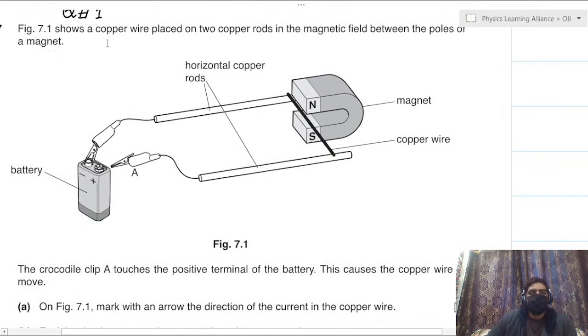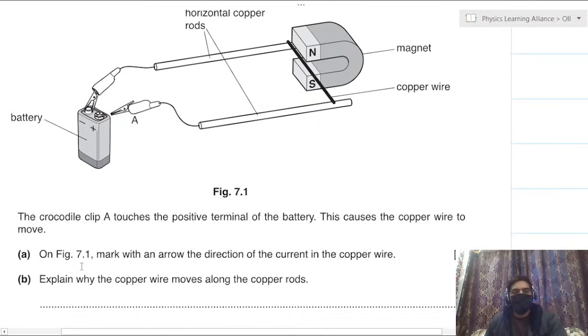Figure 7.1 shows a copper wire placed on two copper rods in a magnetic field between the poles of a magnet. Crocodile clip A touches the positive terminal of the battery. This causes the copper wire to move. On figure 7.1, mark an arrow in the direction of the current in the copper wire.